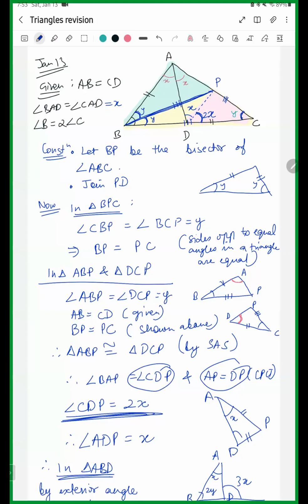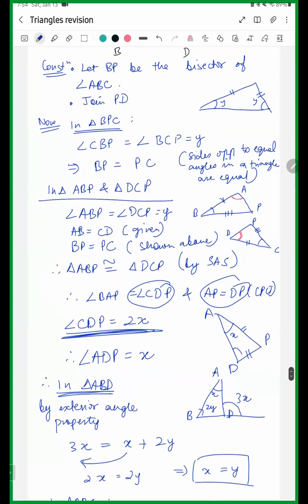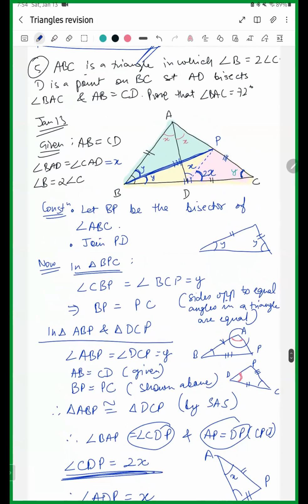In the green triangle and the pink triangle, which look like this, over here I've drawn them separately. Angle ABP is equal to angle CBP, right? Look at these two. This angle is also y and this angle is also y. Then AB is equal to CD, it is given. Then BP is equal to PC, we have proven this. Since these two triangles are congruent by SAS, therefore by CPCT, we have these two angles are equal. And also the third side will also be equal. AP will be equal to DP.